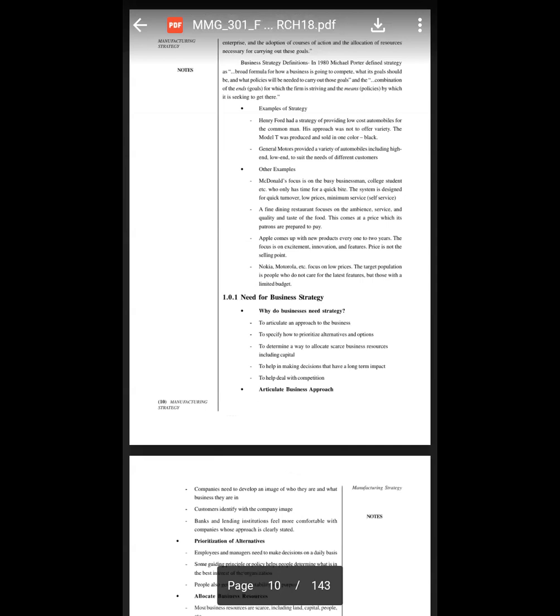Now, how does a business need strategy? There are a few needs: to articulate an approach to the business, to specify how to prioritize alternatives and options, to determine a way to allocate scarce business resources including capital, to help in making decisions that have a long-term impact, and to deal with the competition. These all are the needs of business strategy.